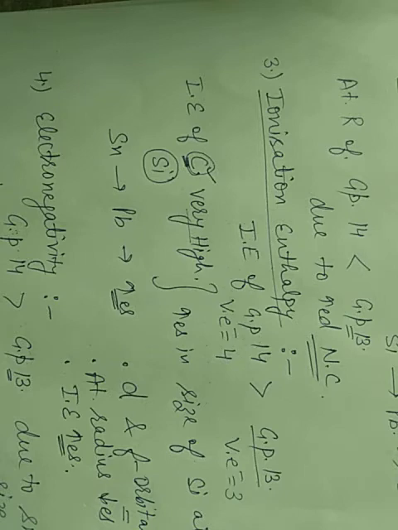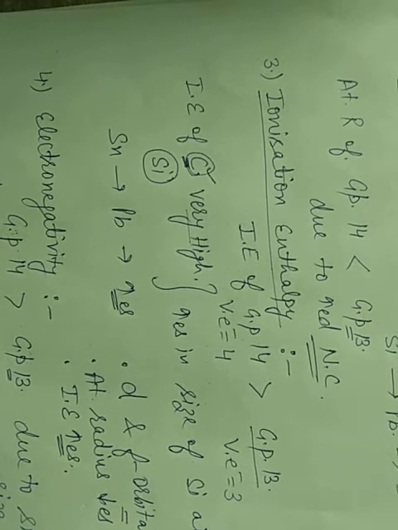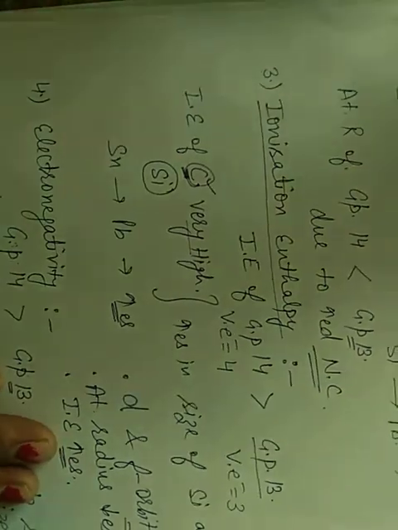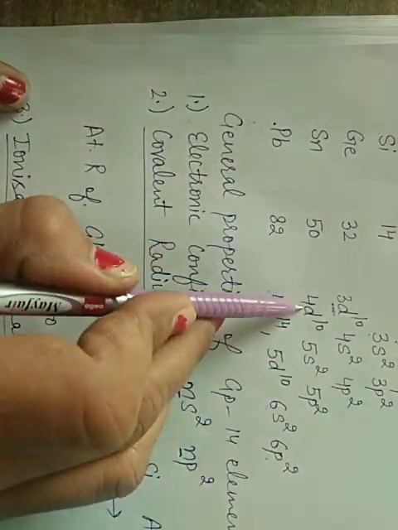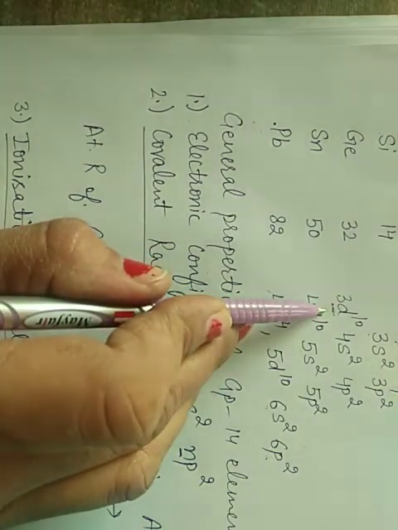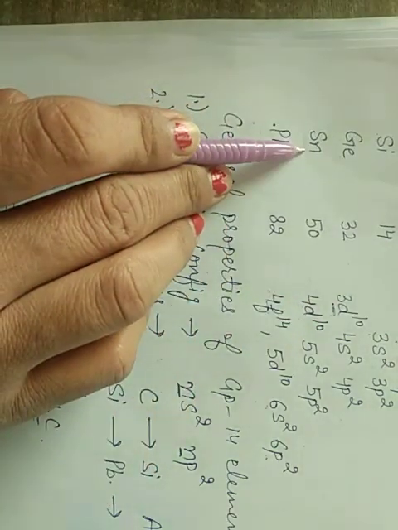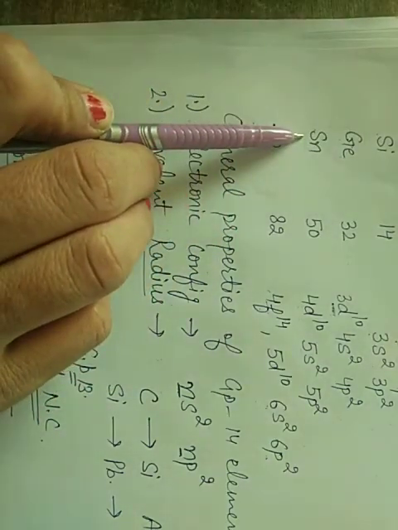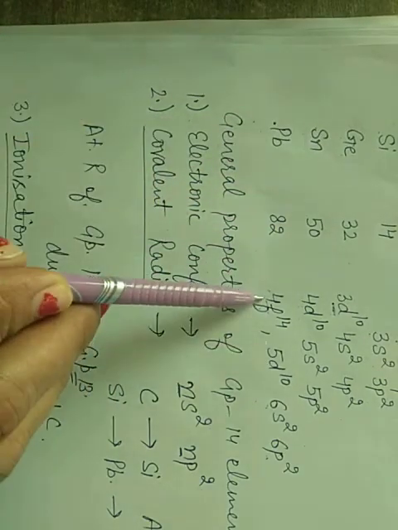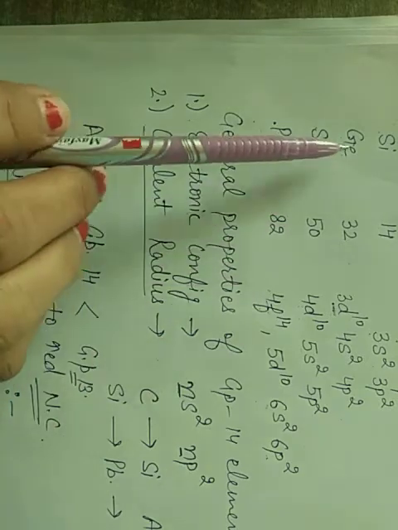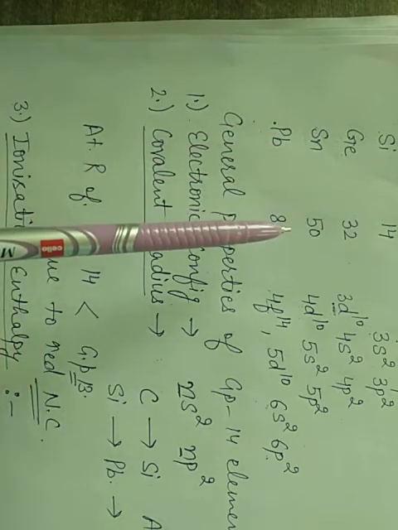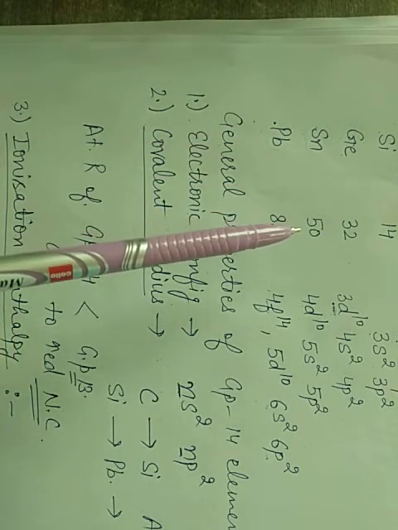After silicon it becomes constant because of the presence of d orbitals. These d orbitals, 3d10 and 4d10, are fully filled in case of germanium and tin, so electronegativity remains constant. In case of lead, d and f orbitals are both fully filled, so the electronegativity remains constant here. So these are the trends of electronegativity in group 14 elements.